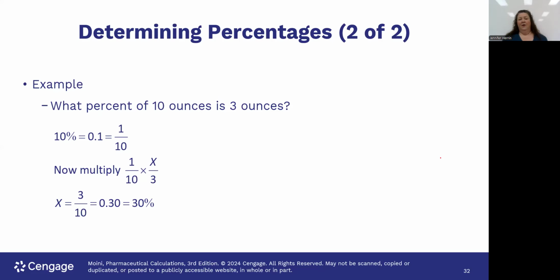So now we have an equation much like the ratio of proportions where we can cross multiply and solve for x. So we get 1 times 3 is 3. 10 times x is 10x, which means that 3 needs to be divided by 10. So x equals 3/10, which can also be expressed as a decimal as 0.30 or as a percentage as 30%.